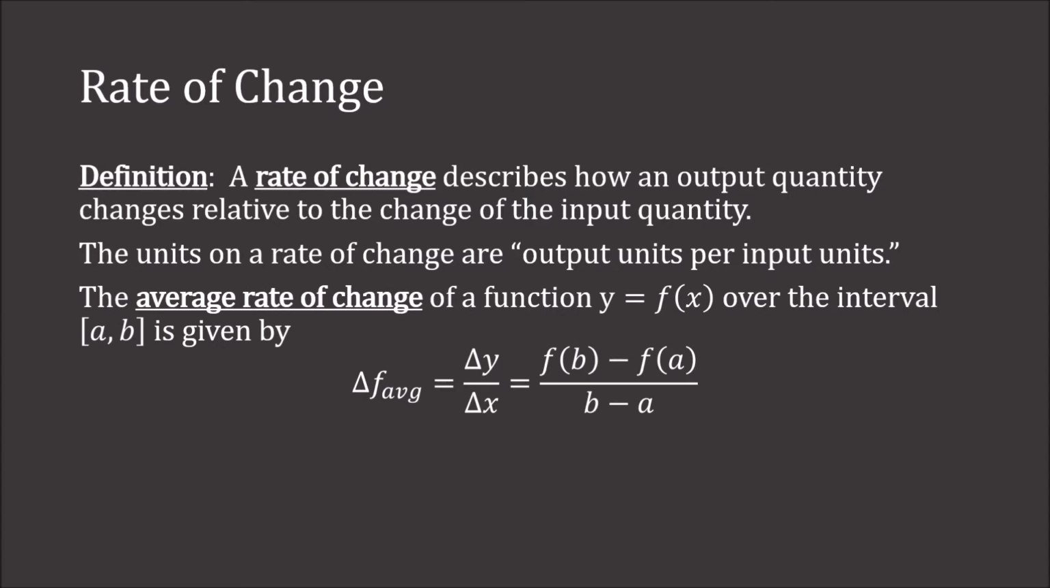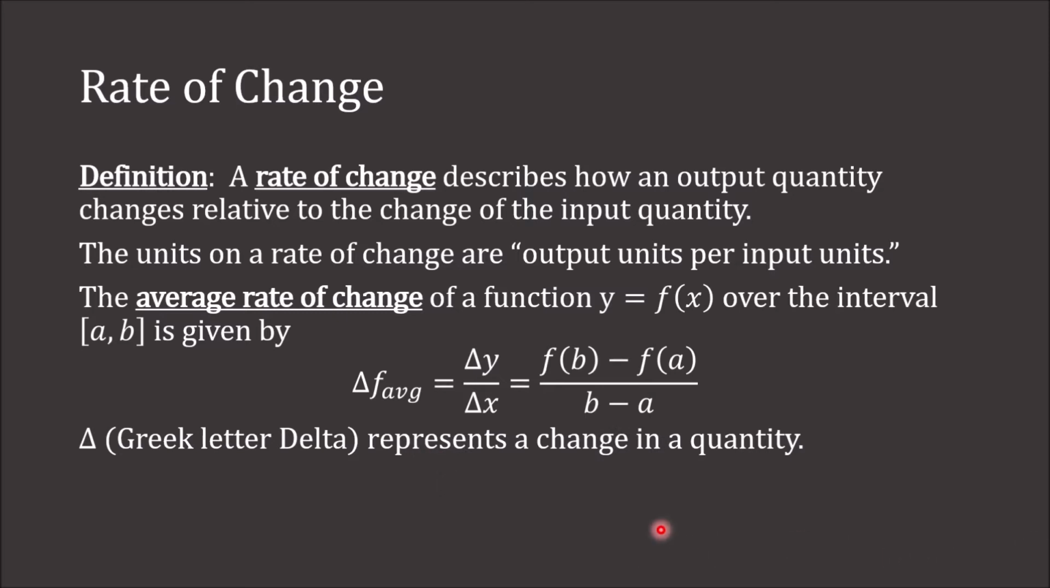The average rate of change of a function y equals f of x over the input interval a, b is given by delta f average equals delta y over delta x, which is f of b minus f of a over b minus a. So the delta represents a change quantity. This is the Greek letter delta, and it represents a change. So this is actually change of f, and this bar down here represents an average change. Then this would be change in y over change in x.